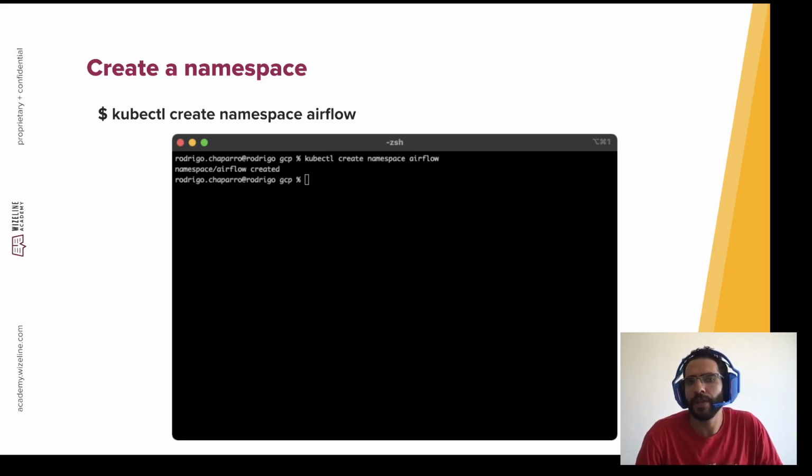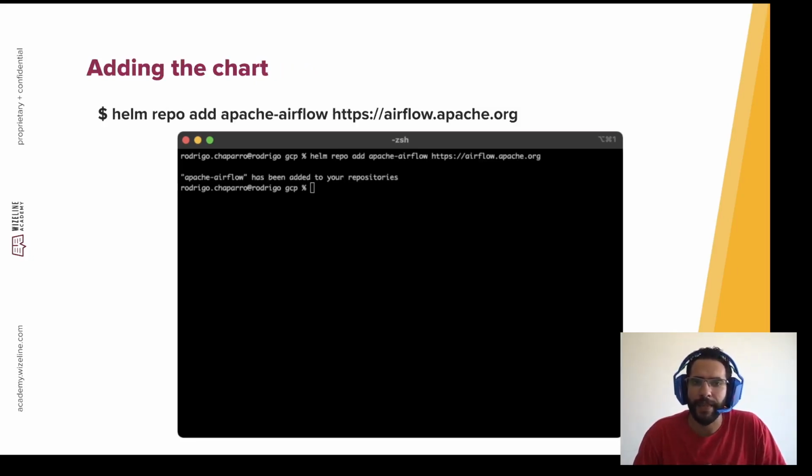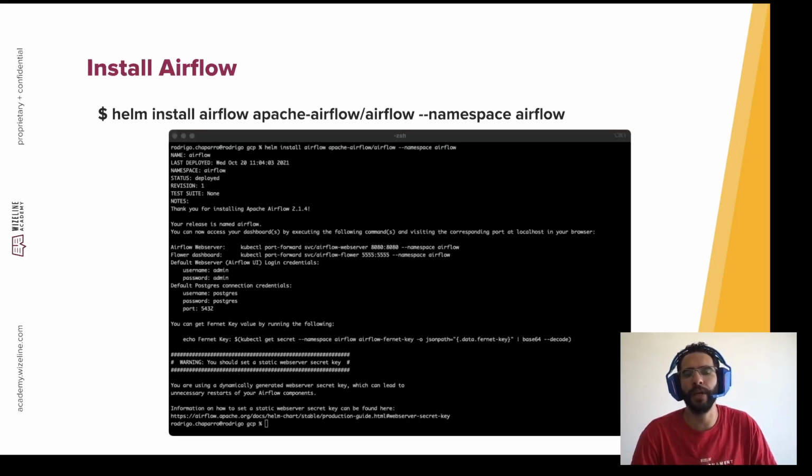And after getting this success message, we can add the chart, which is adding this Airflow URL, where it's gonna get it from, to the repository. So we will be able to install it. So we just run helm repo add. In this case, the name is gonna be apache-airflow, and the URL is gonna be https://airflow.apache.org. And after doing that, we will be able to install Airflow.